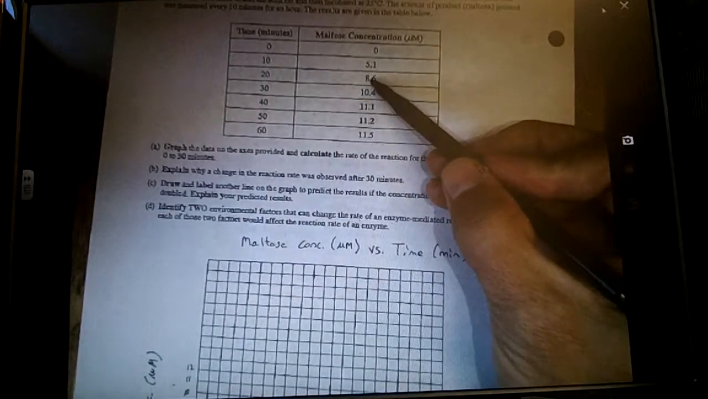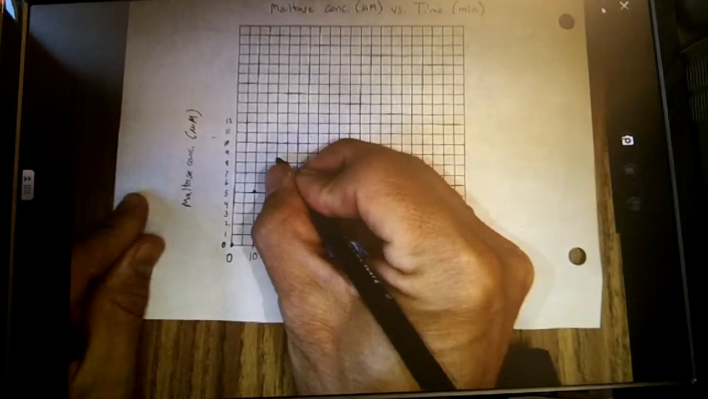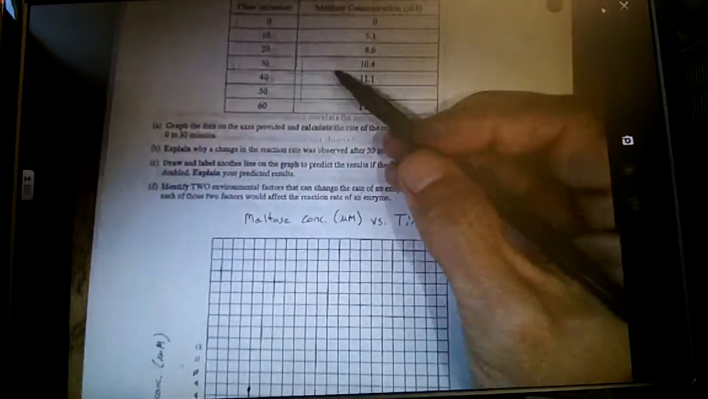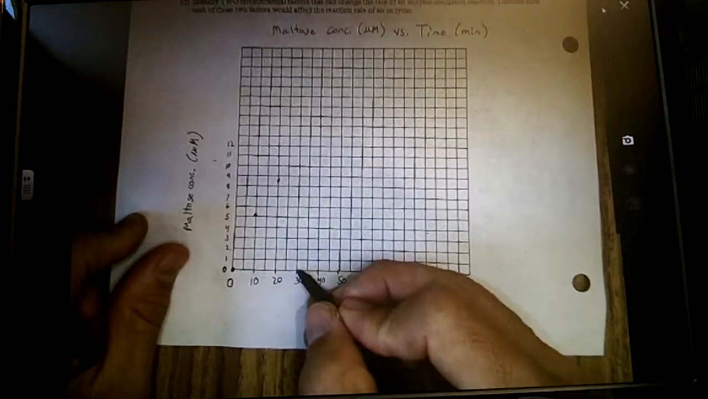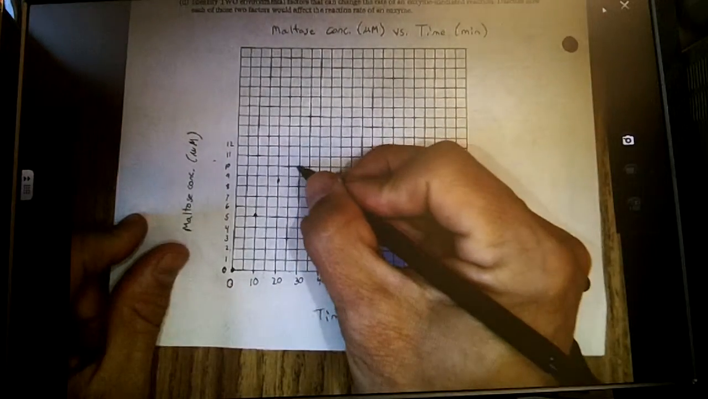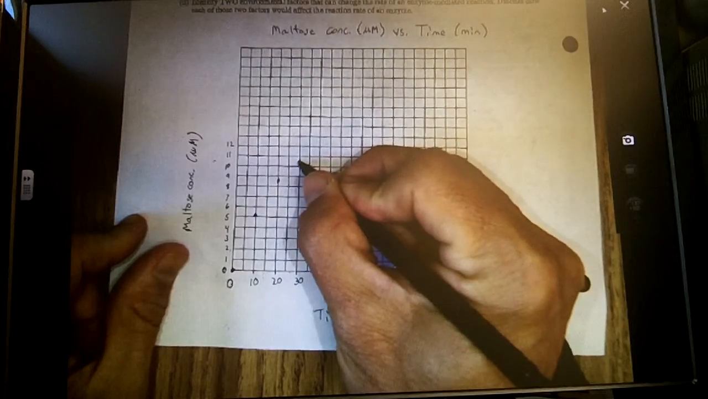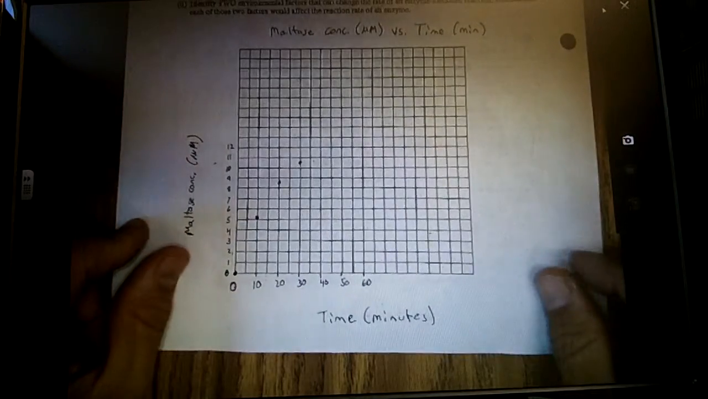20 and 8.6. I go to 20, I go up to 8.6. That's right about there. 30, 10.4. 30, we're all the way up to 10.4, just right about there. Are y'all with me here?